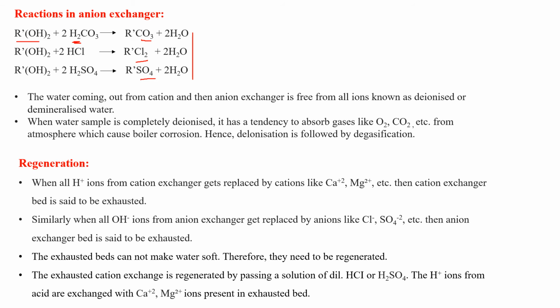Now see here, that is our regular process, where when we put the hard water into a cation exchanger resin, all the cations will be absorbed by the resin. In exchange we will get H plus ions. While when it is passed through the anion exchanger resin, all the anions will be absorbed by the resin, and in exchange we will get the OH minus ions.